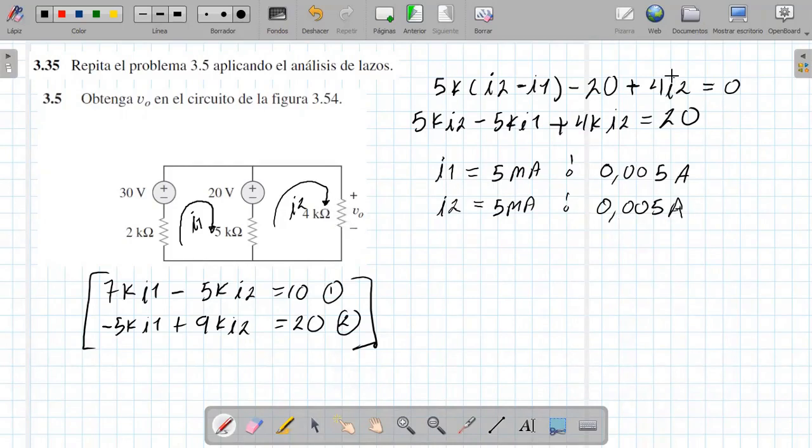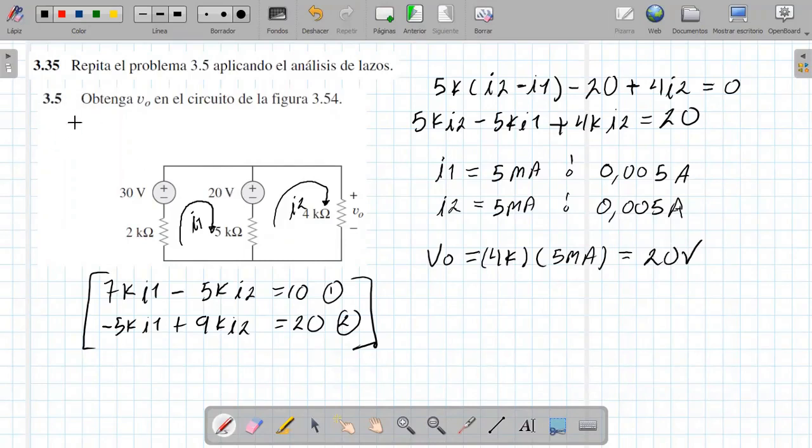So what about the voltage here? Well, we said that it was 4 times the I2. The V0 is equal to 4K, 4,000 times the I2, which is 5 milliamps. K with milliamps, so it cancels out. So 5 times 4, 20 volts, and this is the exercise 3.5.